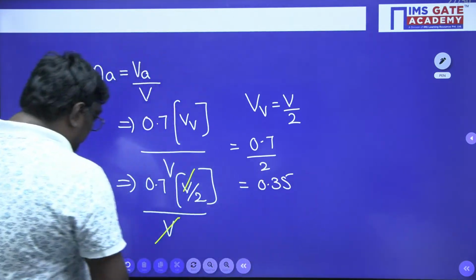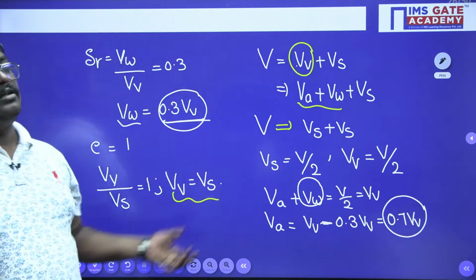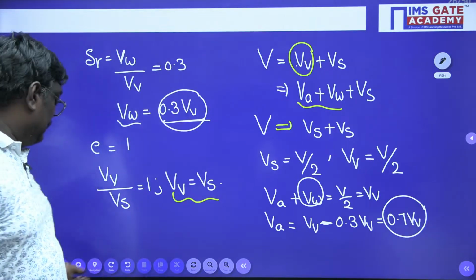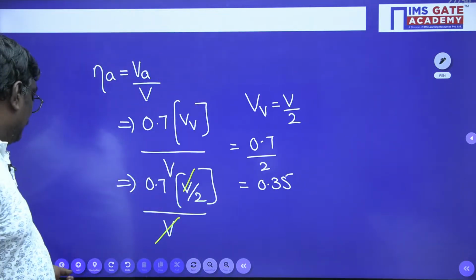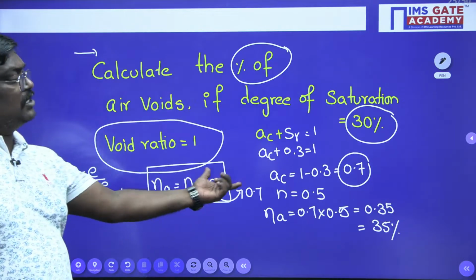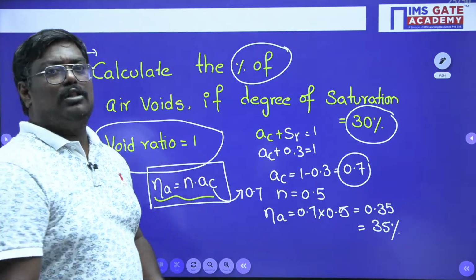So see how many steps have been done to solve this problem. But how easily we can solve with the shortcut. With one line we can solve the problem.